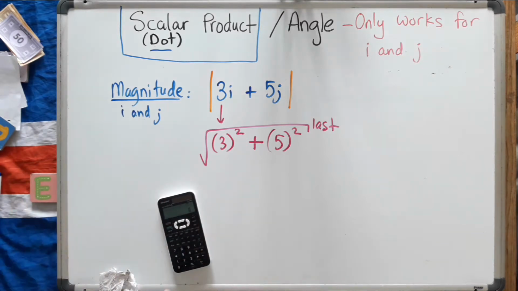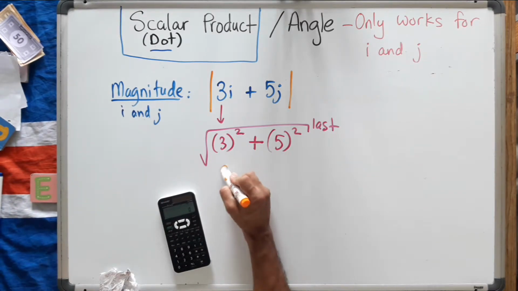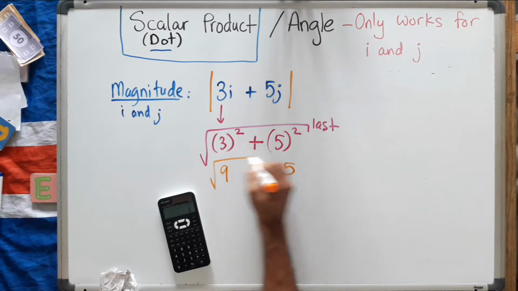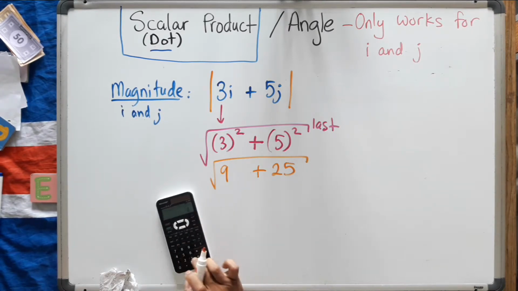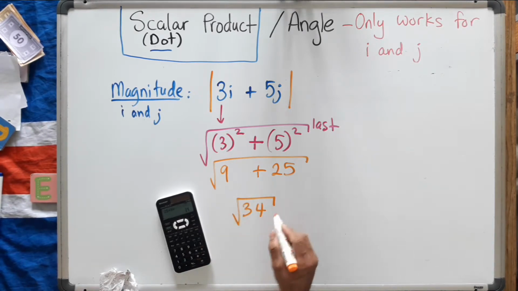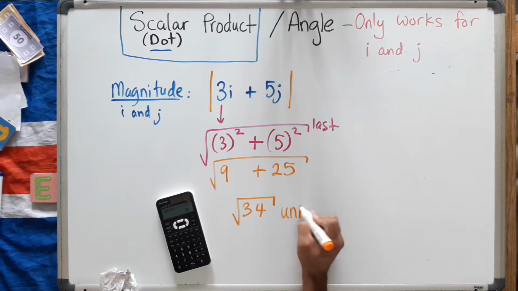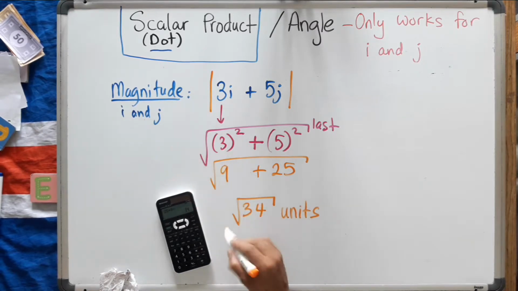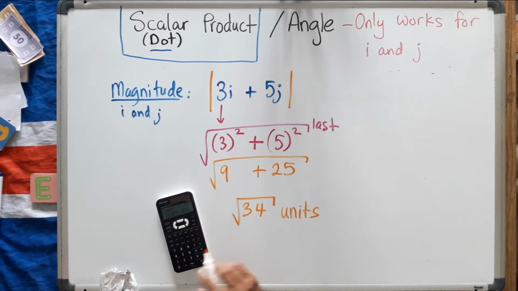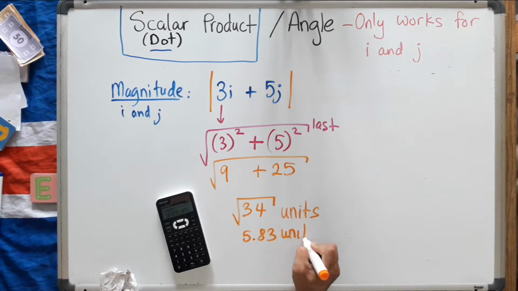So, I can do this in my head, I guess. 3 squared is 9. 5 squared is 25. So we're adding it up. 25 plus 9 is 34. The square root of 34 will not give us a good answer, so leave it as a surd. So the magnitude of this vector is the square root of 34 units, or if you want to square root the 34, you will get 5.83 units.